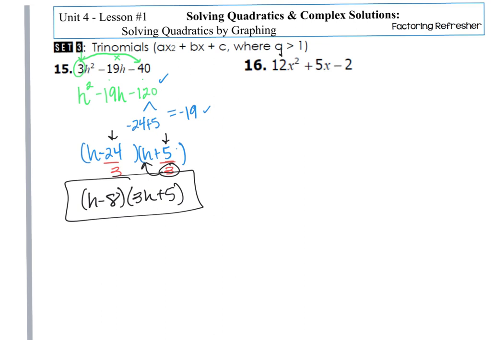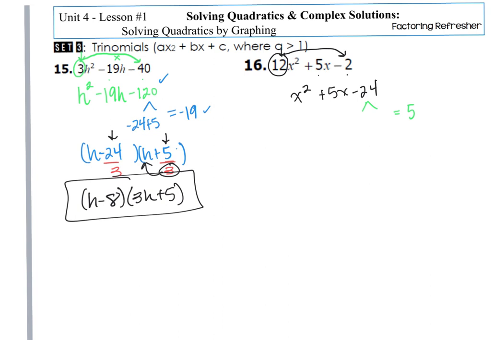Number 16, we have 12x squared plus 5x minus 2. Okay, 12 in front of the x squared, and that 12 will not divide out of 5 or 2. So we have to slide it over to move it so that this can be factored. So we will have x squared plus 5x minus 24. That's 12 times 2. So now we do our 1, 2, 3 factor tree, two numbers that multiply to negative 24 and add to 5.